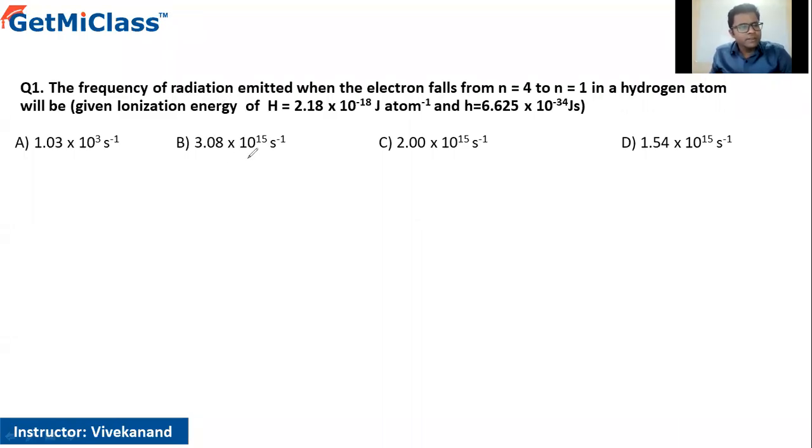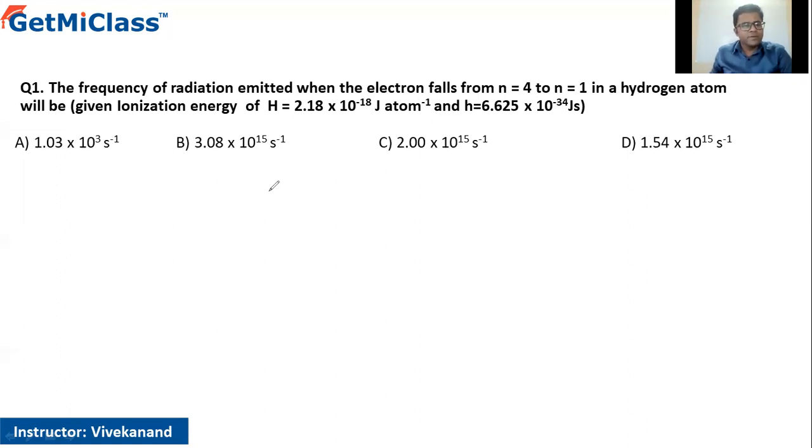Question number 1. The frequency of radiation emitted when the electron falls from n = 4 to n = 1 in a hydrogen atom will be, given that the ionization energy of hydrogen is 2.18 × 10^-18 joules per atom, and h, that is the Planck constant, is equal to 6.625 × 10^-34 joules per second.